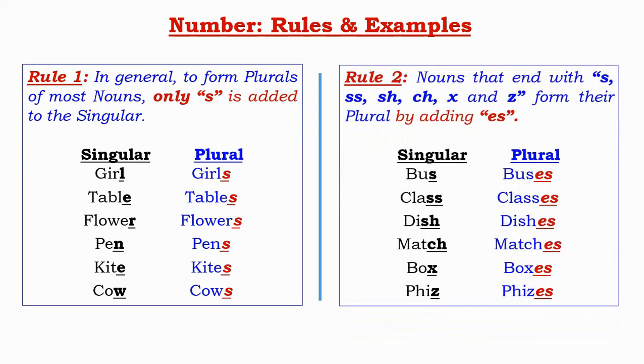Next, rule number 2. Nouns that end with s, double s, sh, ch, x, and z form their plural by adding es, such as, from singular, bus becomes buses, class becomes classes, dish becomes dishes, box becomes boxes.